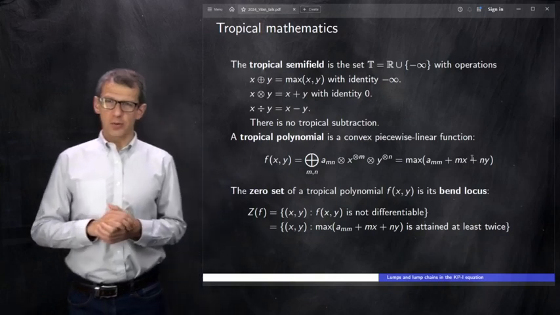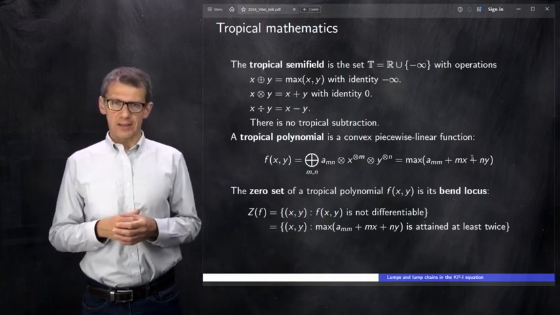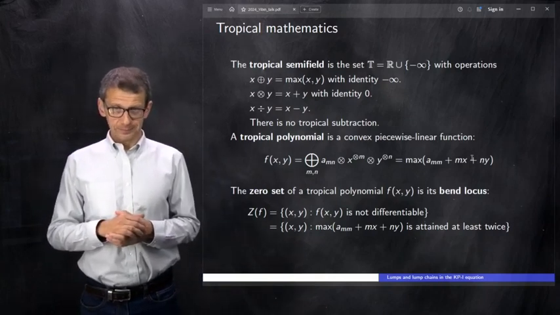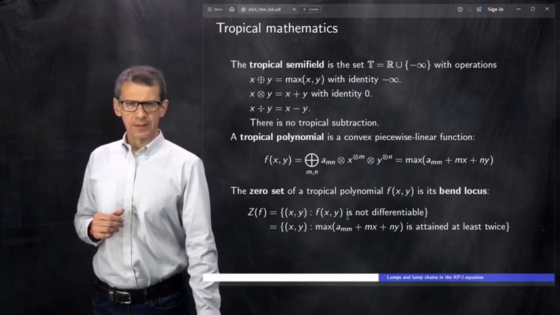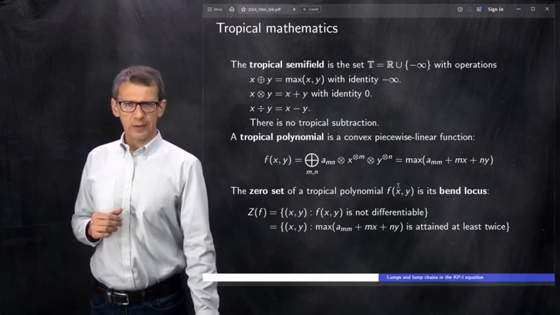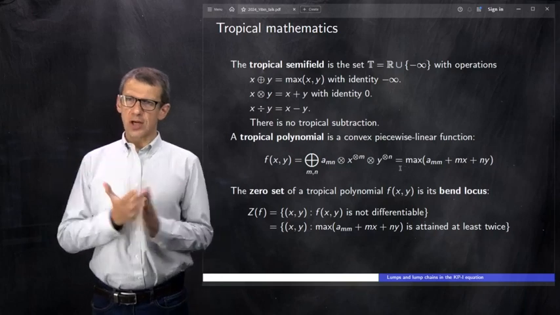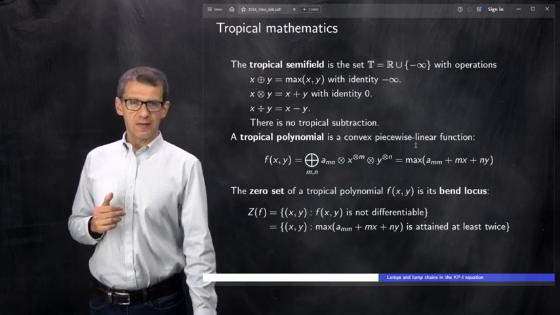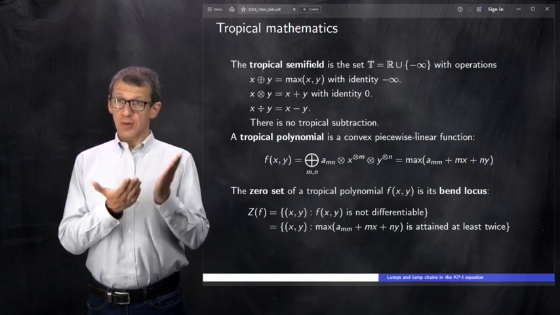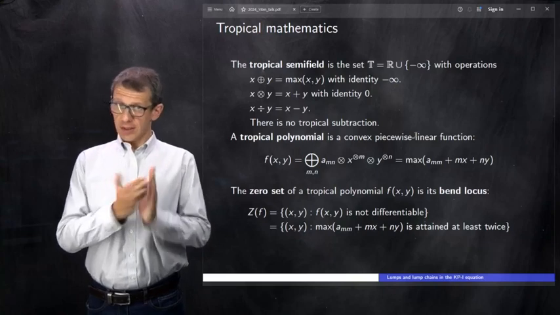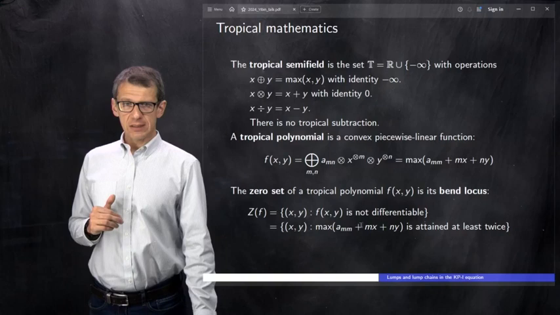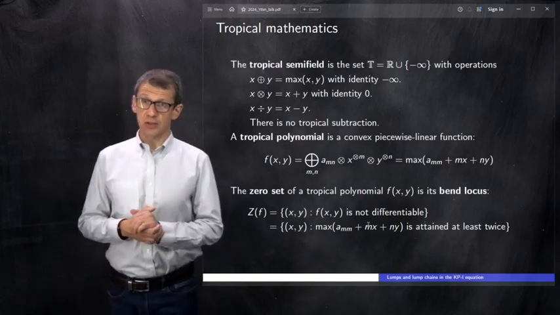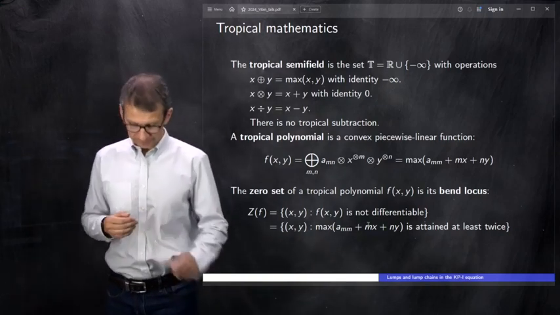Okay, so now that you have the notion of tropical polynomials, you could say, well, what is the zero set of a tropical polynomial? And so the correct definition of a zero set is what's called the bend locus. So the zero set of a tropical polynomial is the set of points where the polynomial is not differentiable. So this is a convex piecewise linear function, and so at the points where it's piecewise linear and not linear, it's not differentiable. And this happens precisely at those points where this maximum is attained by at least two terms inside of it.